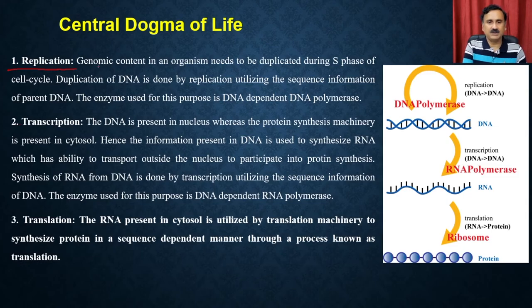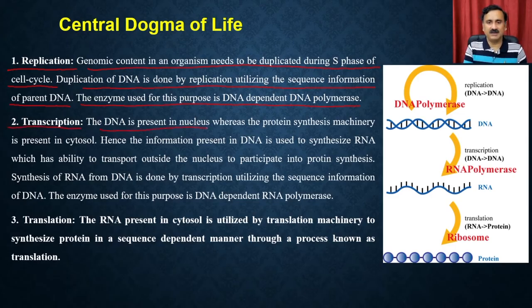So replication. Genomic content in an organism needs to be duplicated in the S phase of the cell cycle. Duplication of DNA is done by replication utilizing the sequence information of the parent DNA. The enzyme used in this process is called the DNA dependent DNA polymerase. Okay. Then we can have the transcription.